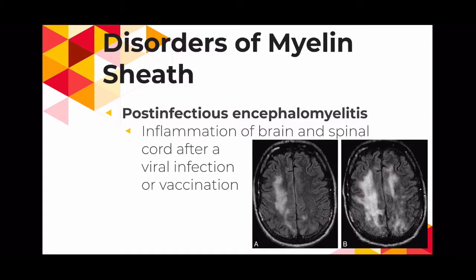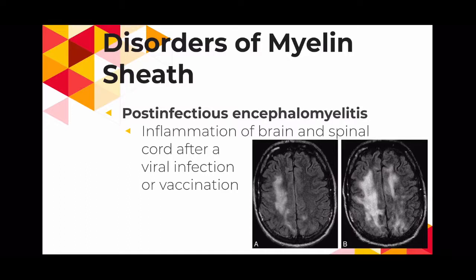The term post-infectious, which you can probably guess, means after an infection. So post-infectious encephalomyelitis is inflammation of the brain and spinal cord after a viral infection or a vaccine. Because remember, a vaccination or a vaccine is basically introducing a kind of dormant form of a virus into your body to create immunity towards that virus.